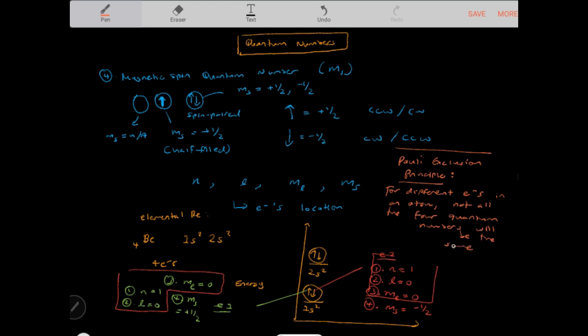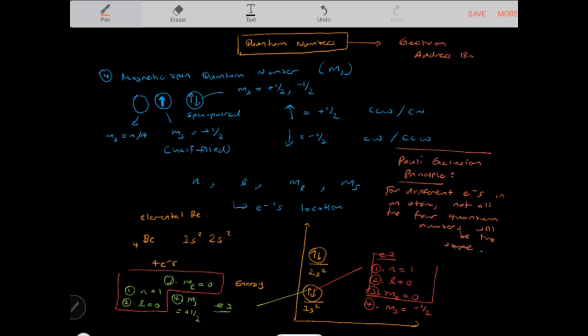So although you can have the first 3 or first 2 quantum numbers that are the same, all 4 of them cannot be the same. That's what the Pauli exclusion principle states, right? That each electron in an atom has a unique address in terms of its quantum numbers. So you want to think about these quantum numbers as an electron address book.